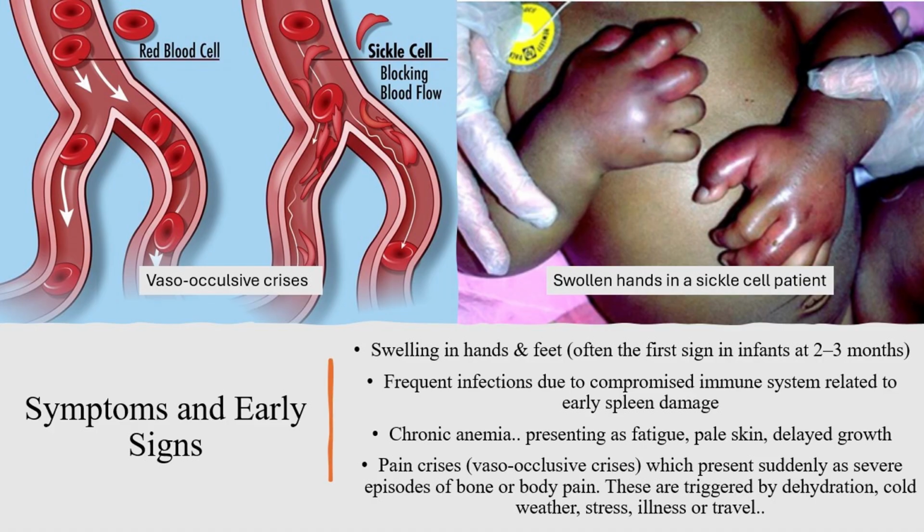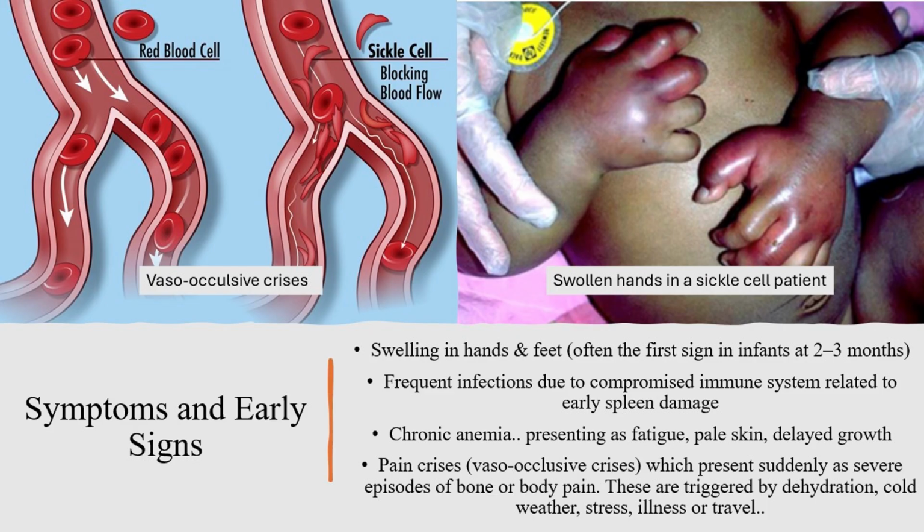Another major early sign is chronic anemia. Because sickled red blood cells die much faster than normal red blood cells, children may show fatigue, pale or jaundiced skin, and delayed growth or development. And also, vaso-occlusive pain crises can occur even in young children.